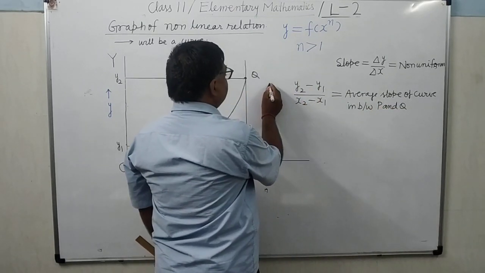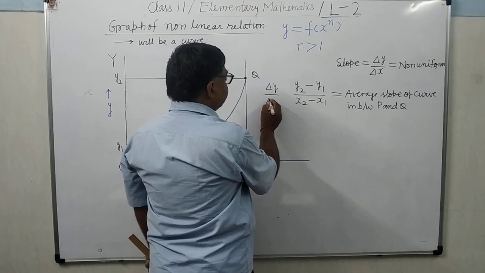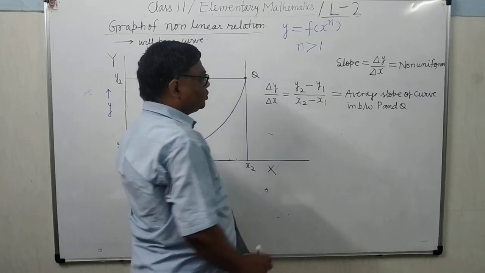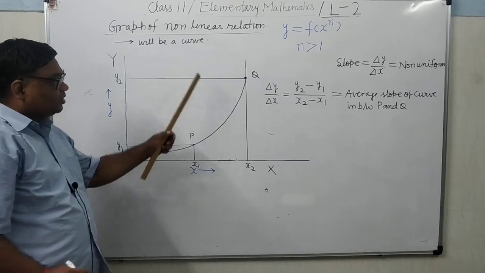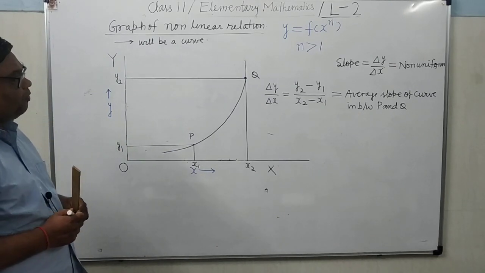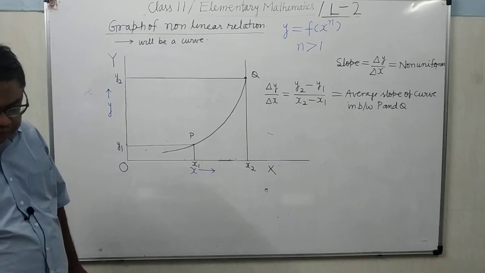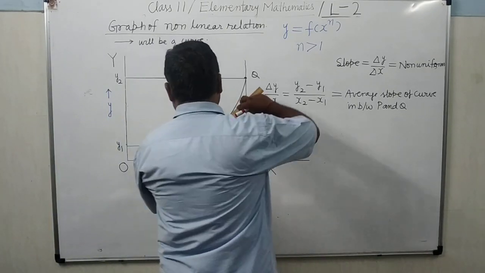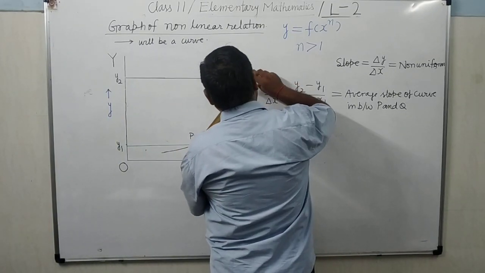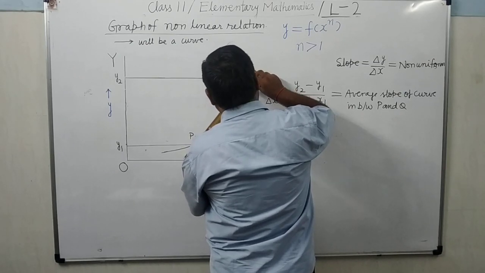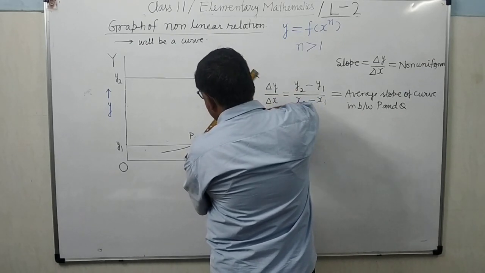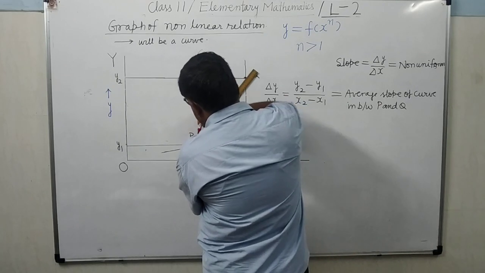Means what is the meaning of delta y upon delta x here? It is the average slope. Means the average slope in between P and Q can be found by that way. It's clear? If you join P and Q, as you know, the line joining any 2 points of the curve is known as the chord.